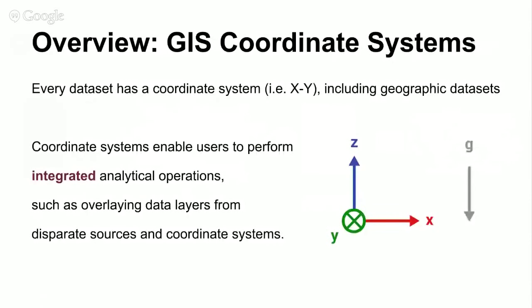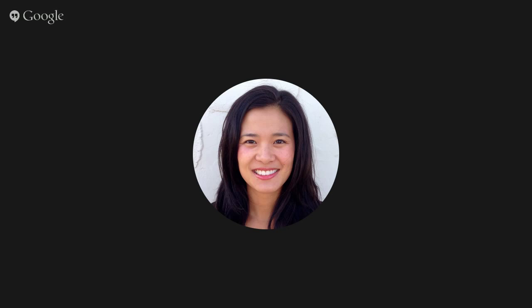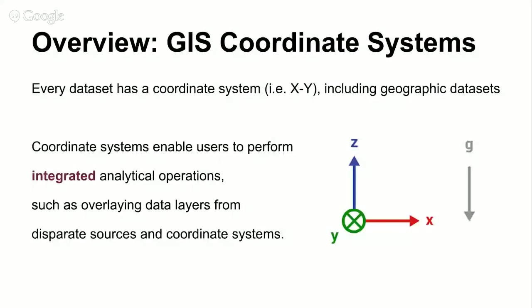And so every data set has a coordinate system. General coordinate systems are X and Y, and geographical data sets are a little bit more complicated than that. But essentially, one of the hardest things to do in GIS ETL is taking whatever data set you have, figuring out what coordinate system it's using, and then projecting that coordinate system onto a common one so you can map the information together.